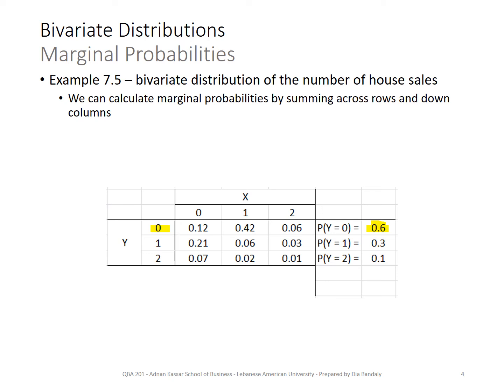Now to find the probability distribution of x, we sum up the columns. So also we are finding marginal probabilities, right? So this is P of x equals 0. We have summed up the 3, and we find it to be equal to 0.4. P of x equals 1 is 0.5, and P of x equals 2 is 0.1. So these marginal probabilities give us the separate probability distribution of x and y.